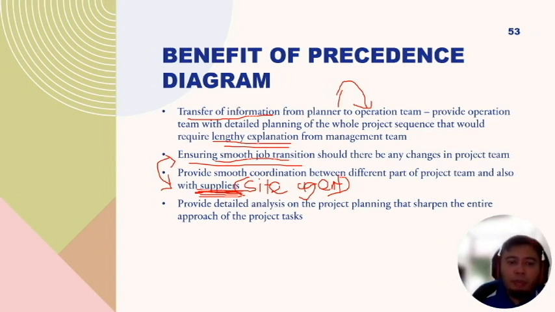And lastly, it provides detailed analysis. You want to provide detailed analysis on the project planning. Once you have come up with your precedence diagram, you can brainstorm and further detail it out. You can check back whether there are any missing tasks or ways to optimize your project. Maybe you can start tasks concurrently.